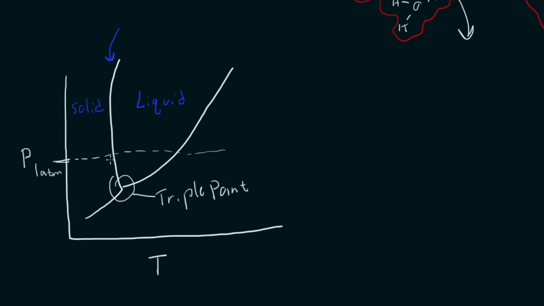So this line represents when we are melting or freezing. This line represents when we are vaporizing or condensing.